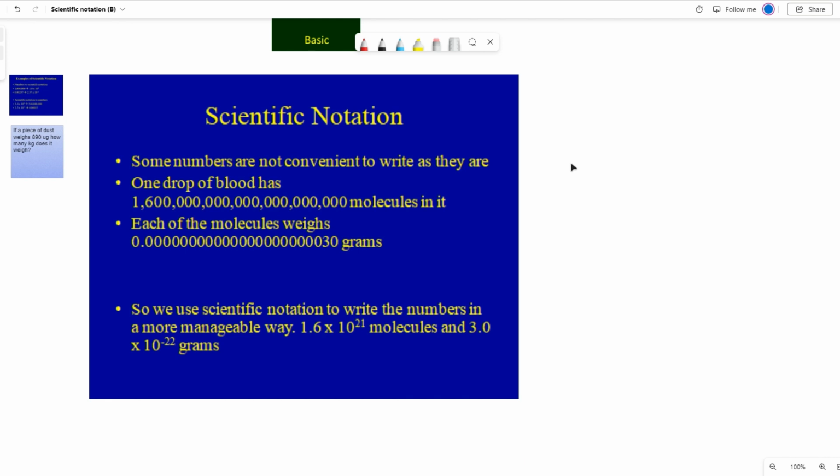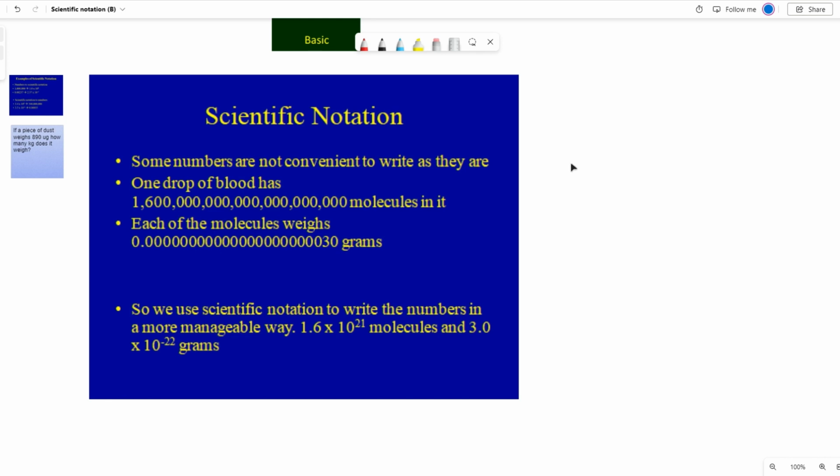Another example of a really tiny number is if you want to weigh how much each one of those molecules in that drop of blood weighs. They would weigh 0.00000000000000000000000000003 grams. And again, that's another extremely large or small number, in this case extremely small. There's a really good chance if you had to write that out multiple times that you'd add in or take out a zero, which would give you an incorrect answer.